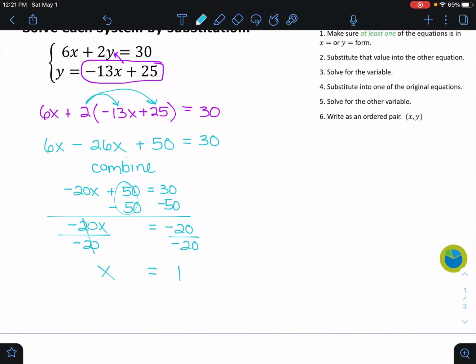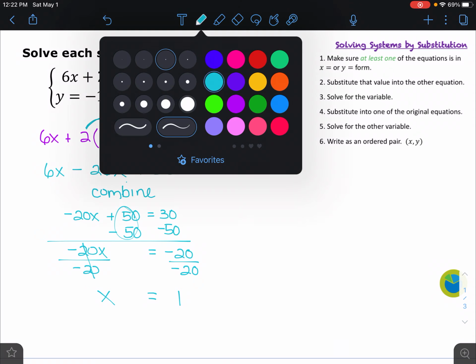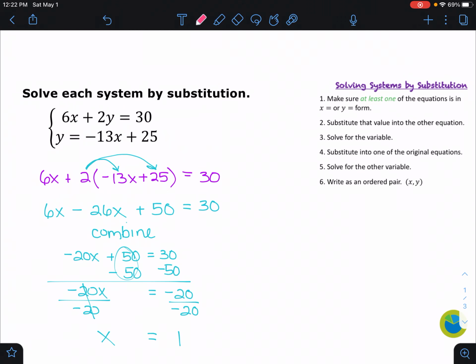Okay. Now that I know what x is, I need to find y. So step 4 says to substitute into one of the original equations. So I'm going to look at the original equations. I'm trying to solve for y. So that means to solve for y, it's going to be easiest to plug into this one since it says y equals. So let's do that. We've got y equals negative 13 times x. Well, we now know that x is 1, so I'm going to put that in there and substitute it in. And then plus 25. So what is y?